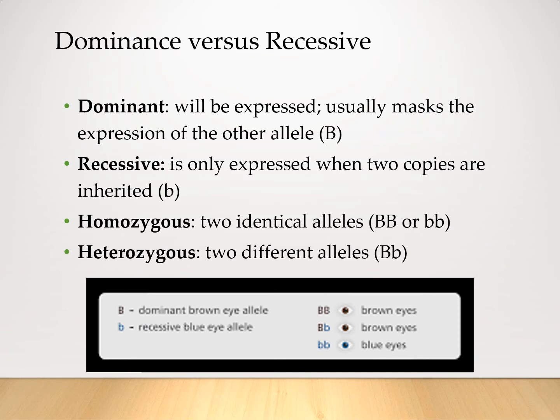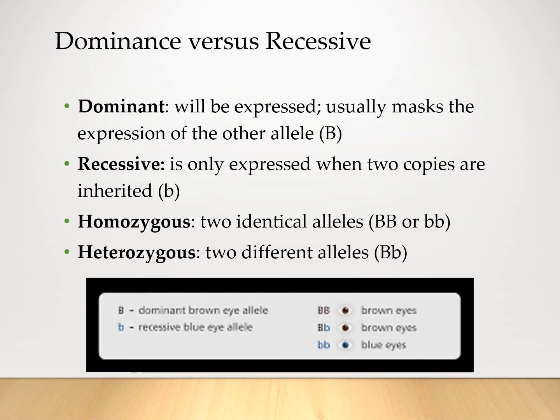Dominant alleles are traits that will be expressed if inherited. Recessive traits are only expressed when both recessive copies of the allele are inherited. A dominant allele will mask the expression of a recessive allele.